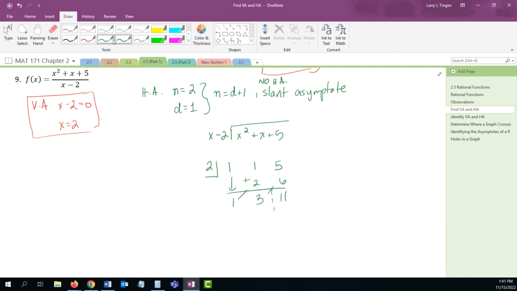Okay. Whatever's left over here is my slant asymptote. What is that? Well, I started out with x squared, x, and the constant. After I perform synthetic division, this drops by a power. So this is x, and this is the constant. So there is my slant asymptote.